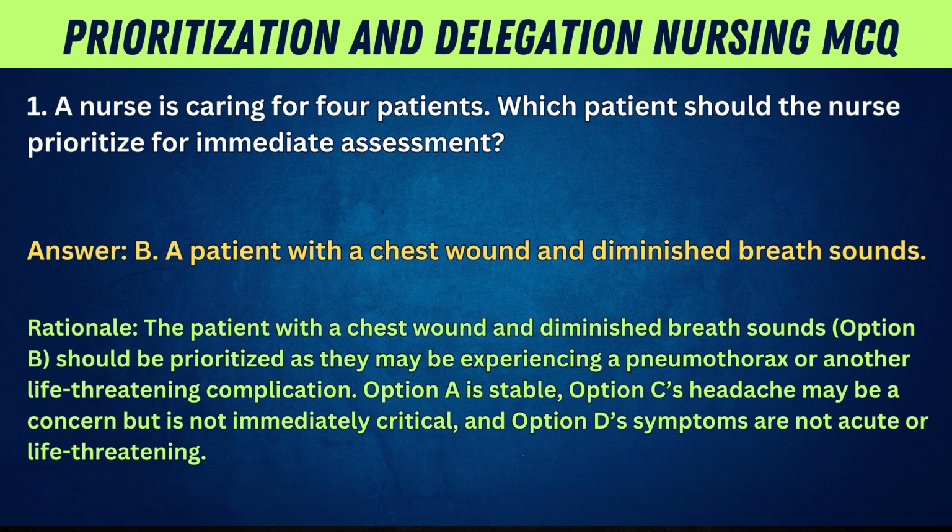Rationale: the patient with a chest wound and diminished breath sounds, option B, should be prioritized as they may be experiencing a pneumothorax or another life-threatening complication. Option A is stable. Option C's headache may be a concern but is not immediately critical, and option D's symptoms are not acute or life-threatening.